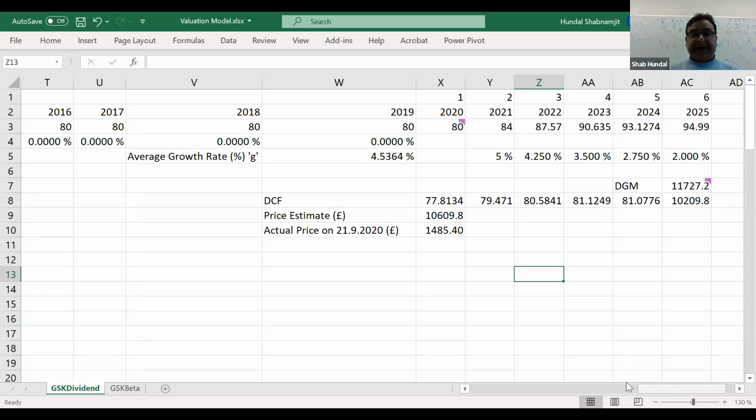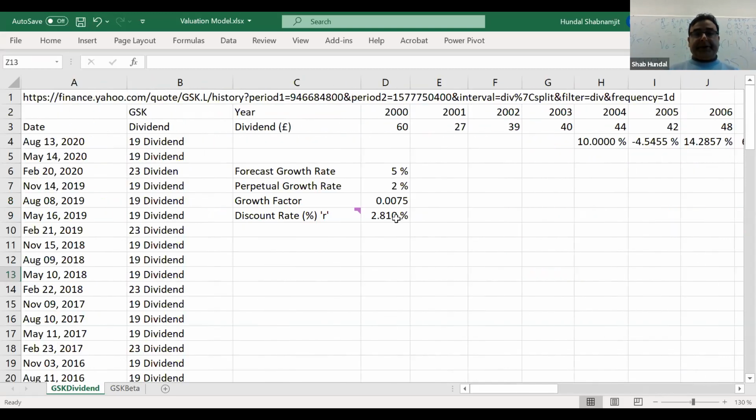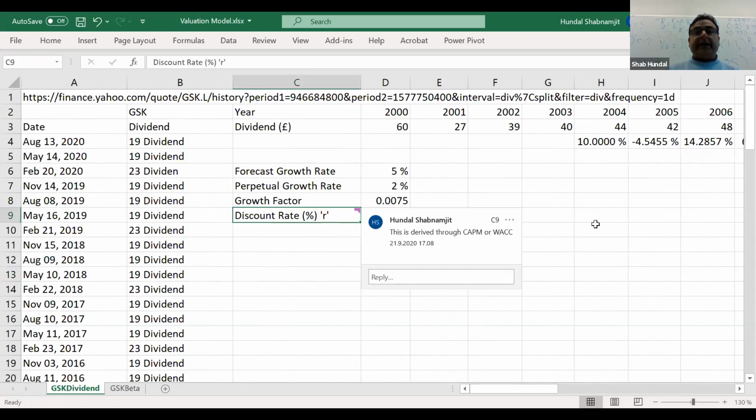If you go back to the spreadsheet, I wrote here discount rate, which we always call small r. And I wrote a note here. This is derived through CAPM or WACC. I hope you know, we have just done them before we went to the break, that we can find it out either by CAPM or weighted average cost of capital. I ask you something, for a company like GlaxoSmithKline, would you be finding the discount rate from CAPM or from WACC? What do you think is a better estimate?